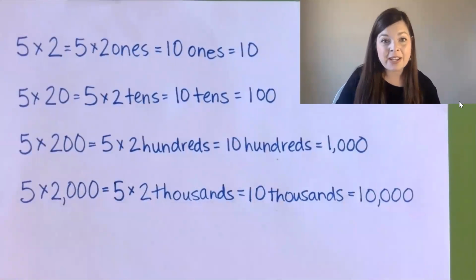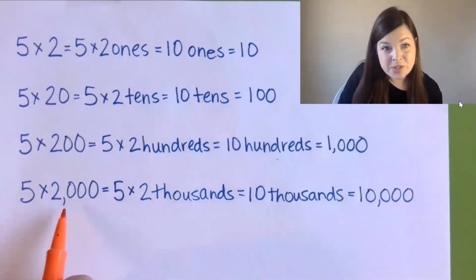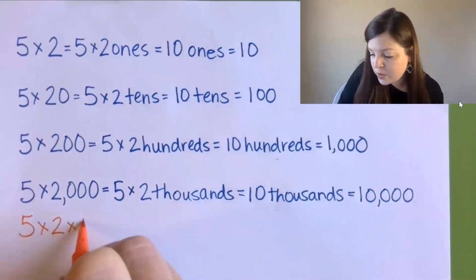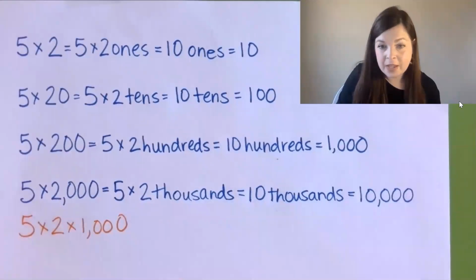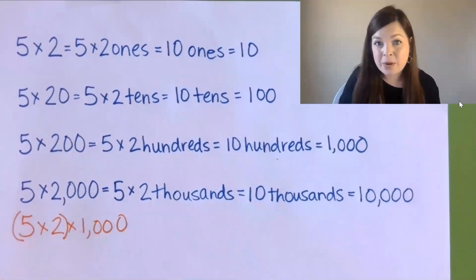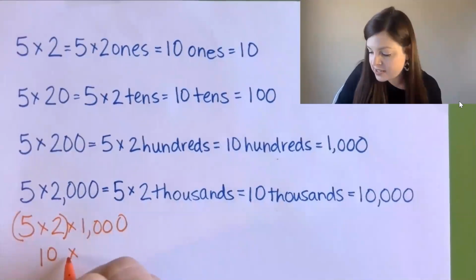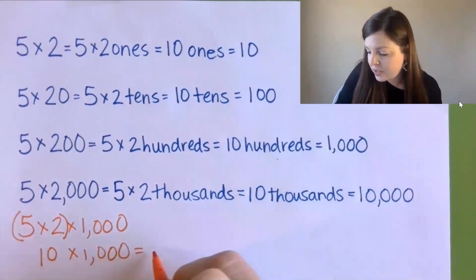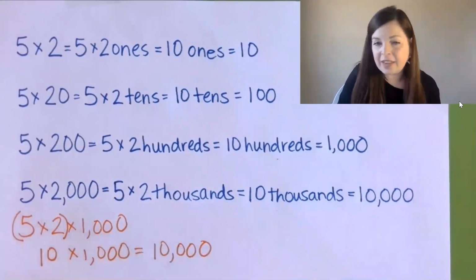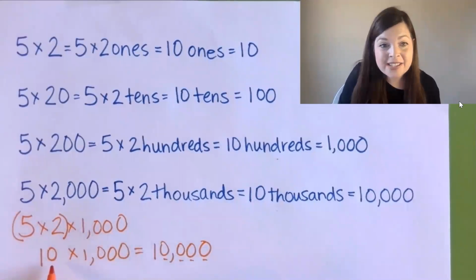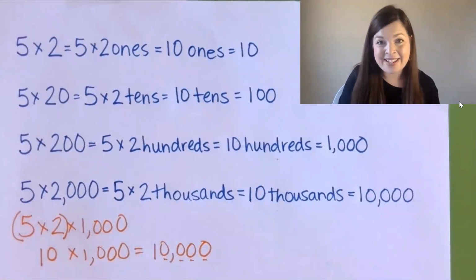Another way we can think about it is by thinking about decomposing the factors. 5 times 2,000 can be rewritten as 5 times 2 times 1,000. We can multiply 5 times 2, because remember, we can multiply in whatever order makes it easier for us. 5 times 2 is 10, and then 10 times 1,000 equals 10,000. Again, 4 zeros in the product because the basic fact product already has a zero in it.